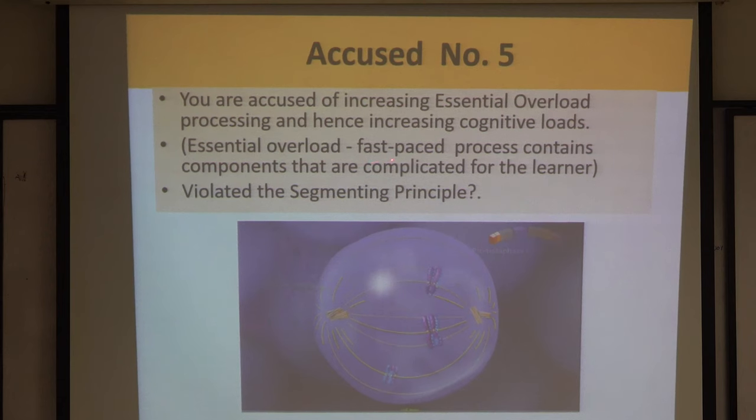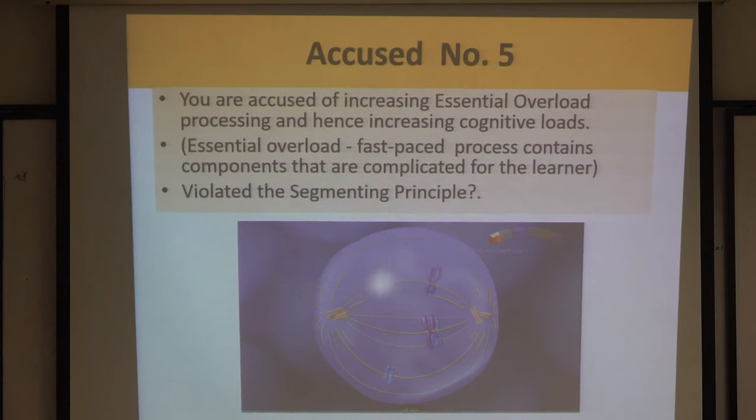And what is essential overload? A fast-paced process containing components that are complicated for the learner. So is this violating something called the segmenting principle? This is a long process, having at least 10 phases. These 10 phases are complicated. Not many people can follow easily how one cell could produce 4 cells that are totally different. So the way is to segment it.